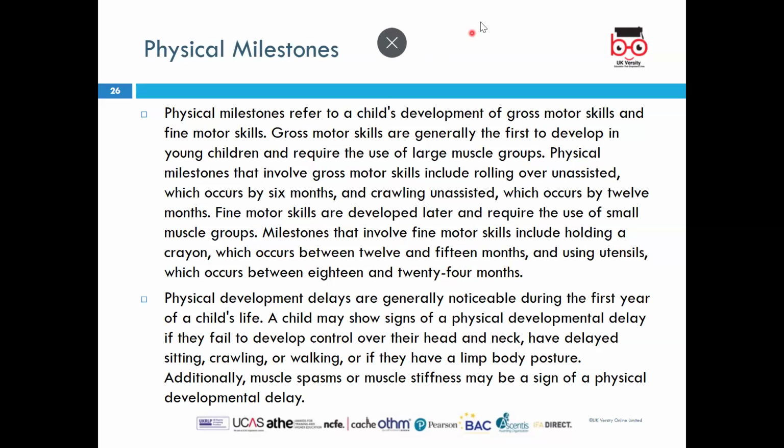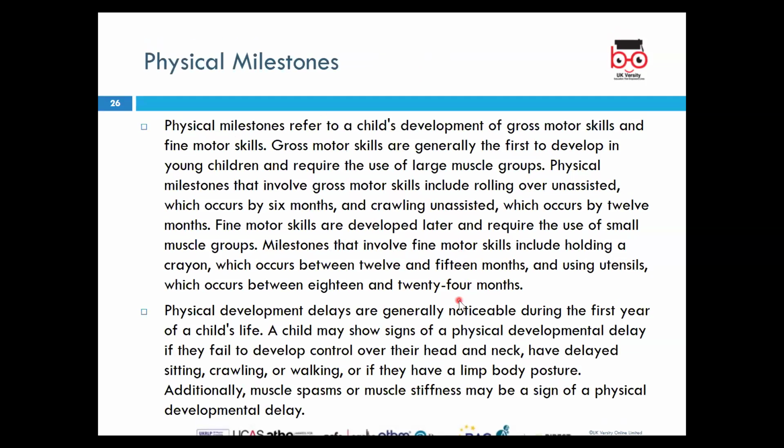This mostly occurs between 12 and 15 months. Then they start using utensils, the fork and the spoon, and they will not be as fine as they should be. Then that variation exists again.